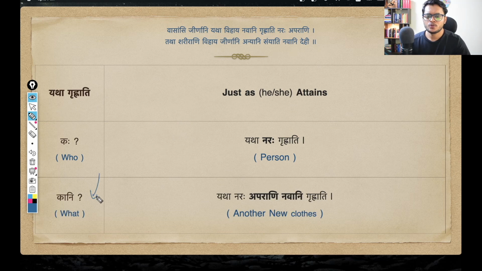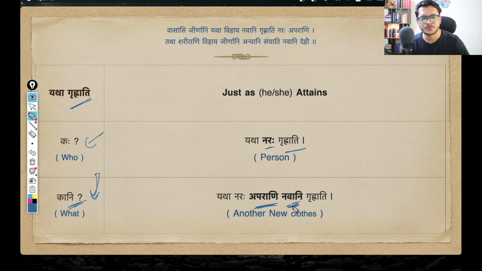Anyways, now we move on and we inquire about the object of the kriya. See how straightforward this is. You got the kriya, then of course you inquire about the karta of the kriya. And once you got the karta, then you inquire about the karma of the kriya, the object of the kriya. Kani grihanati. And the response is aparani navani grihanati. And see, aparani navani.